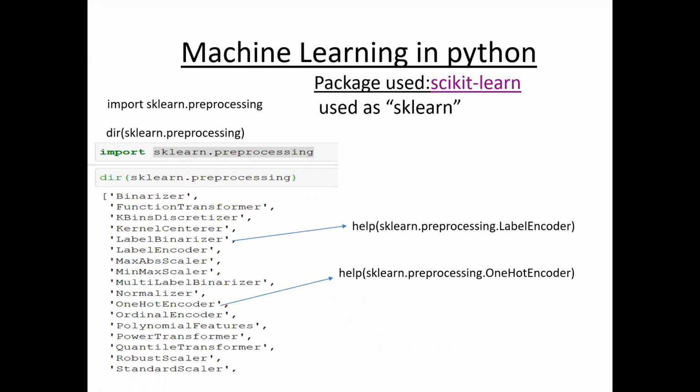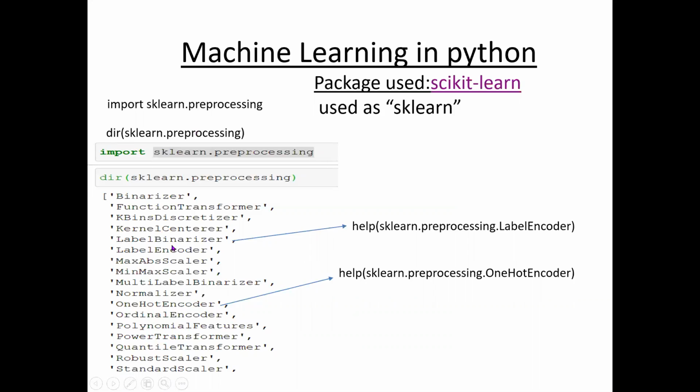If you want to learn about a package, first you need to install the package and import the package. How to import packages? import, space, package name. For example, I used import sklearn.preprocessing. What does it mean? In the sklearn package, I want to use the sub-package preprocessing. If you want to see what different functions are available in this sub-package, simply type dir of sklearn.preprocessing. I will show you all this in the Jupyter Notebook. So you get the list of functions.